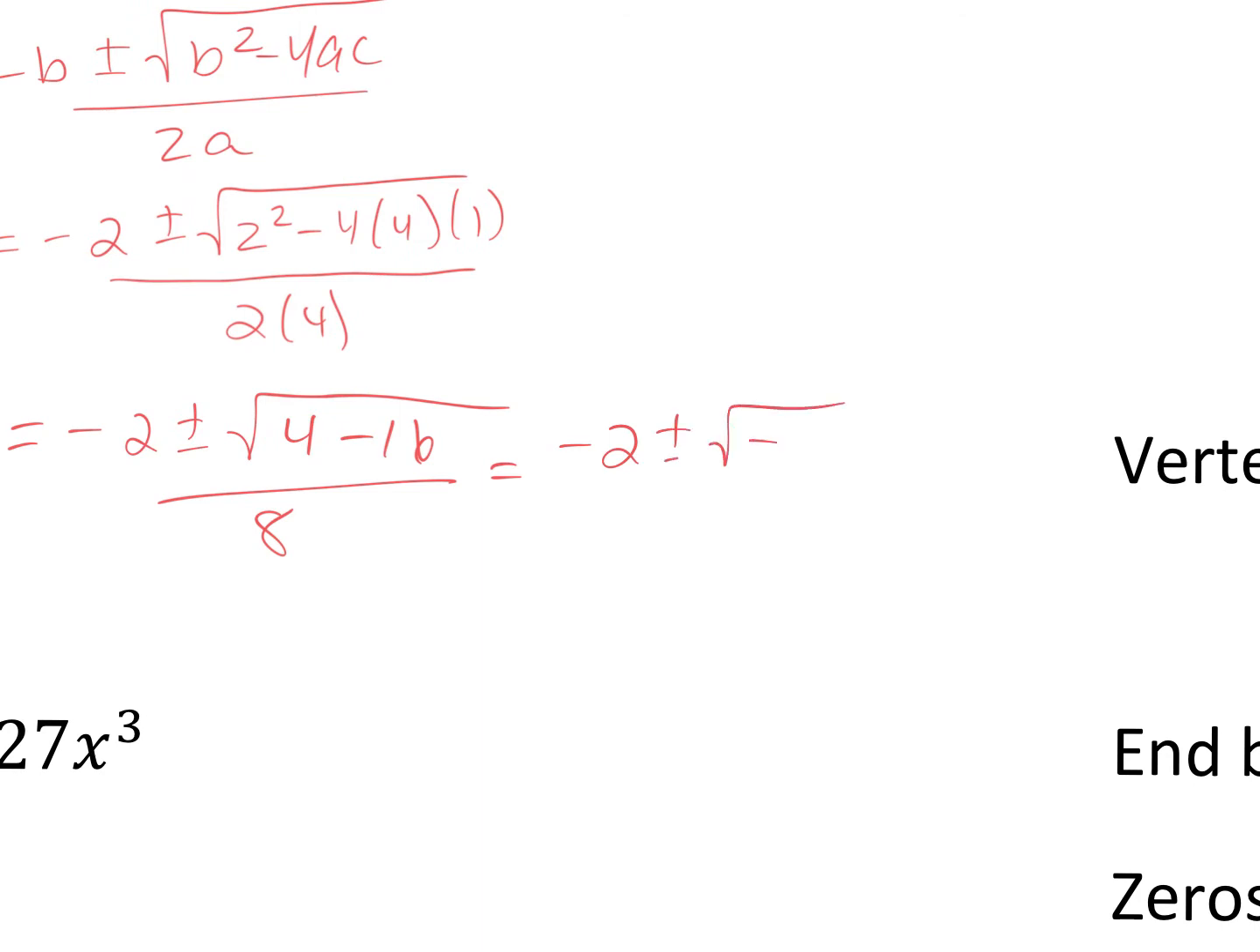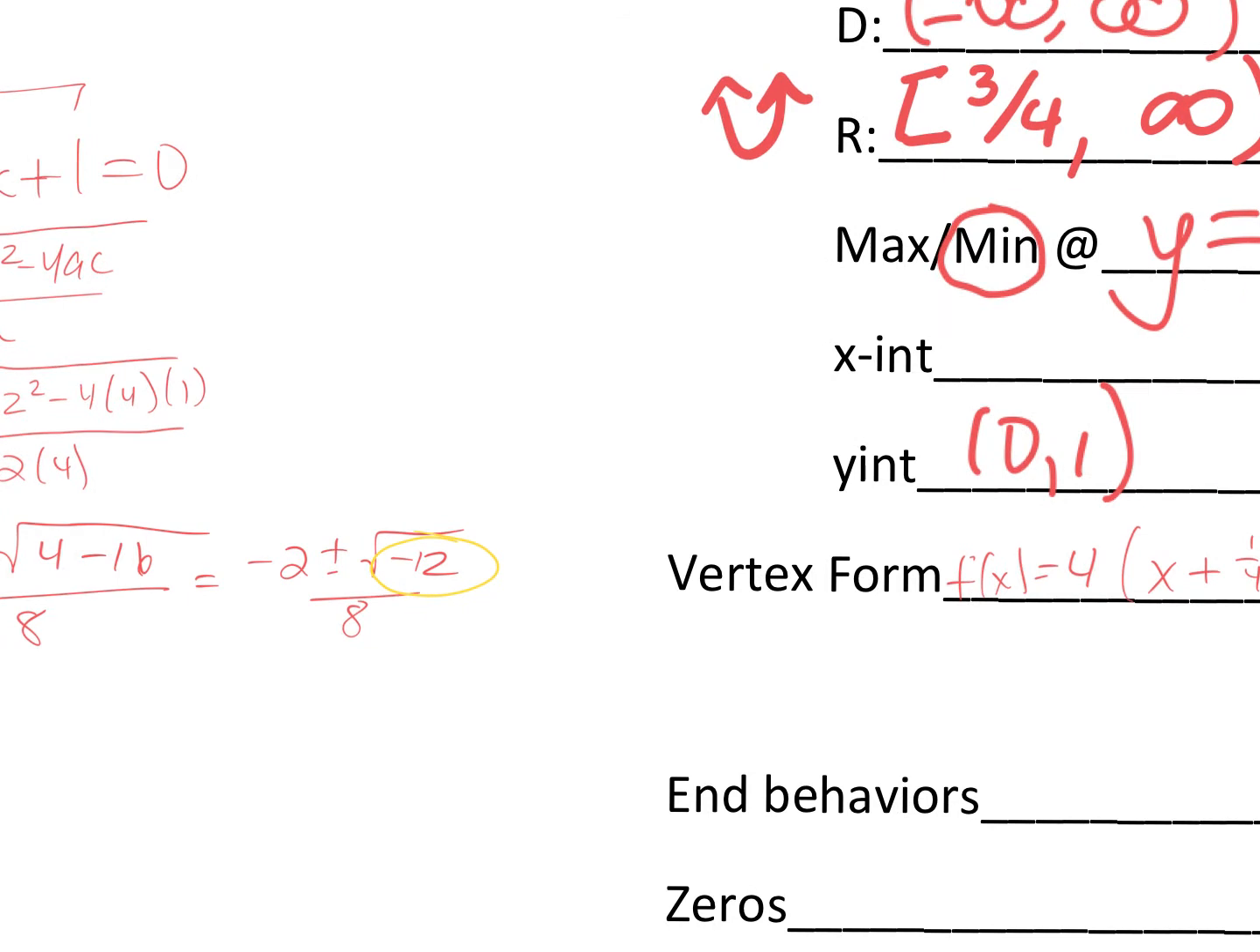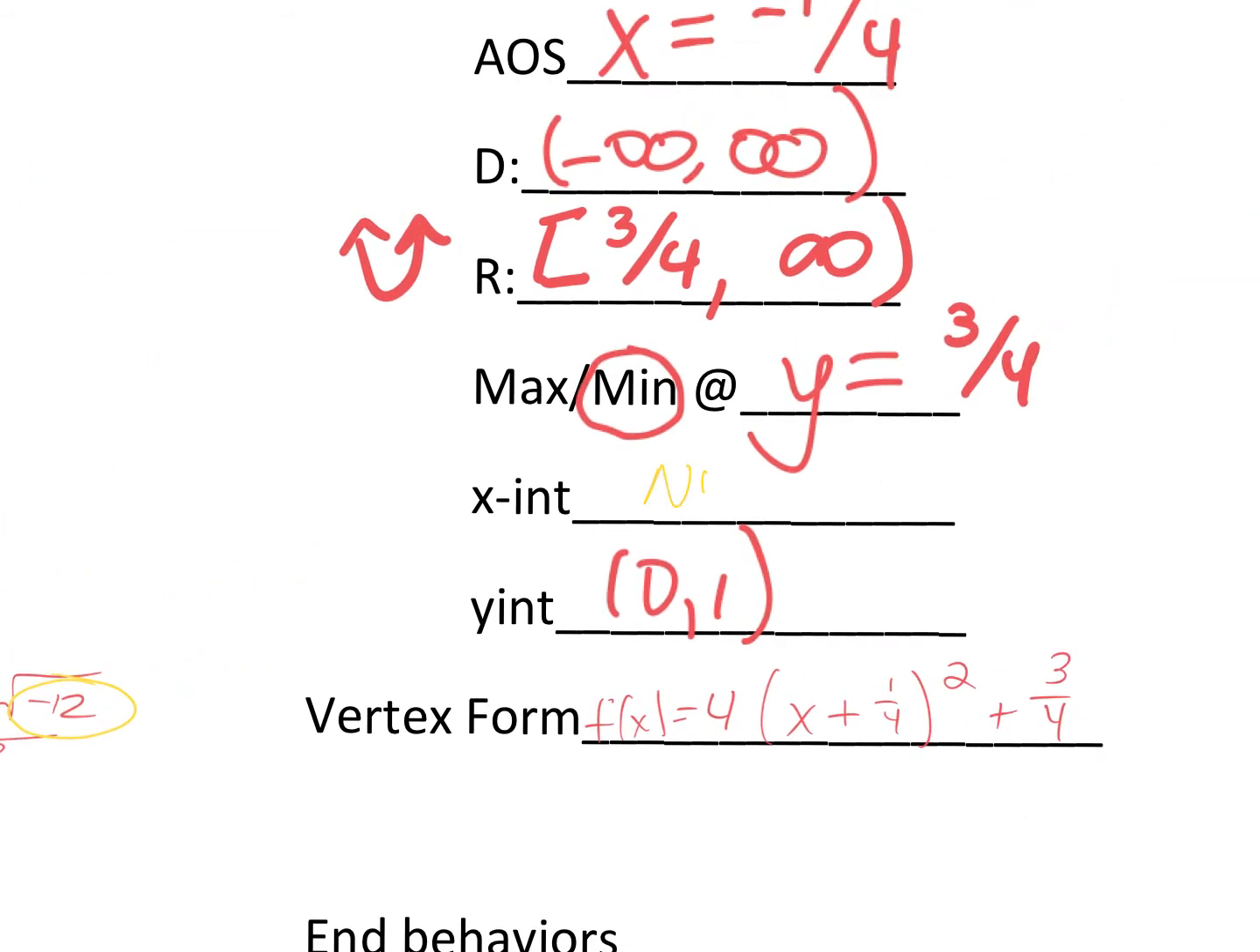Negative 2 plus minus the square root of negative 12, over 8. Do I need to go any further? Why not? That's imaginary. Now, you guys know how to solve that. If you were just using the quadratic formula to solve, you would continue. But the reason I don't have to go any further is because I'm looking for the x-intercepts. If I have an imaginary, does this quadratic ever touch the x-axis? No, so your answer here would be none.